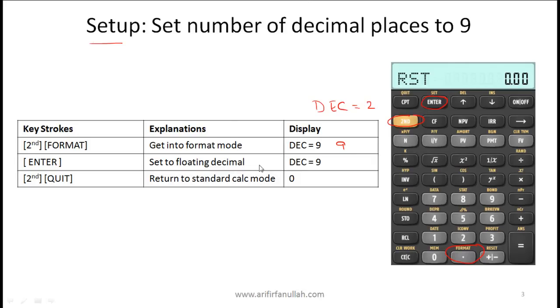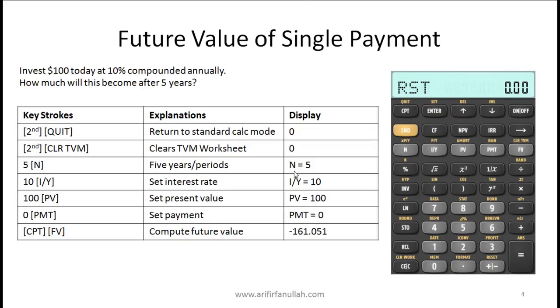So basically what you've set the calculator to is something called floating decimal, which effectively means that the calculator just goes to as many decimal places as necessary. In my experience, that is the best way to go. And then once you have set decimal equal to 9, just press second quit, and now that returns you to the regular calculator mode. You just need to do this once, and then unless you reset later, this is where your calculator will stay. Important first step.